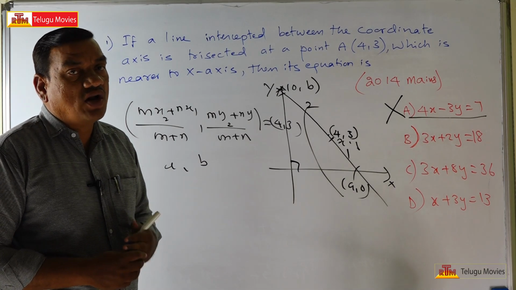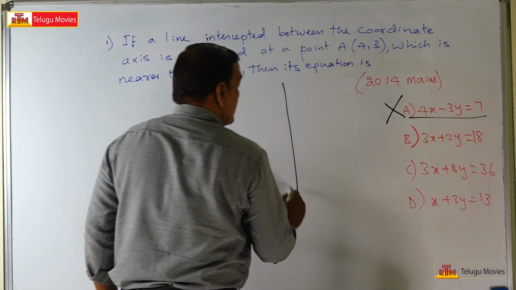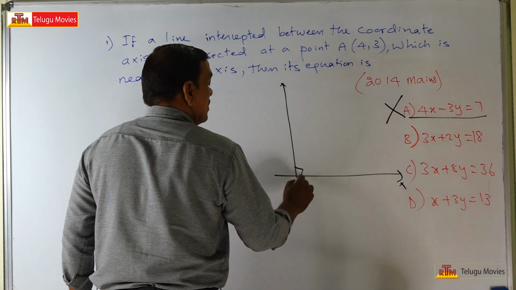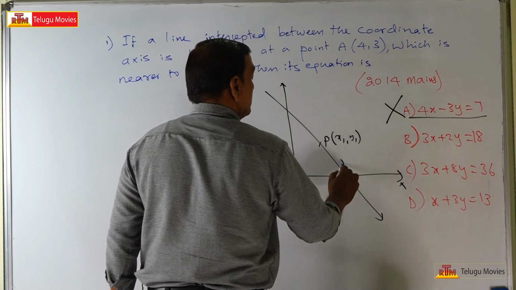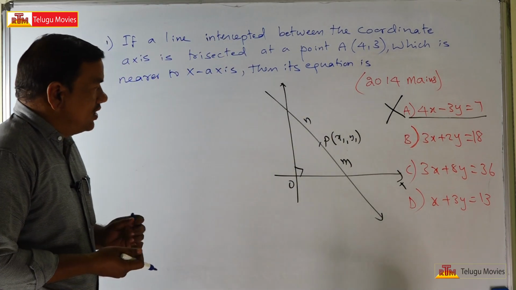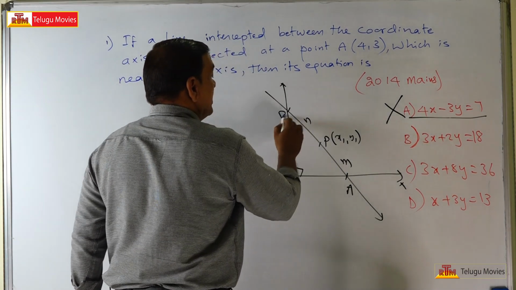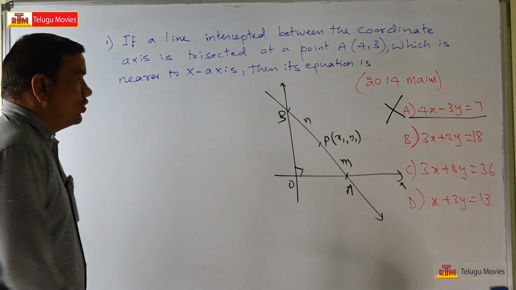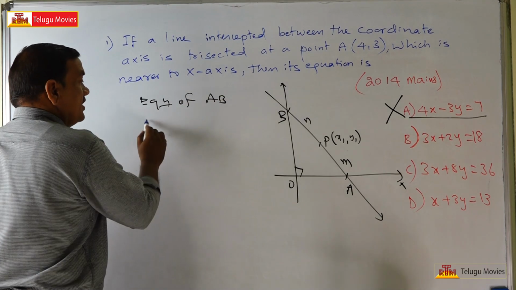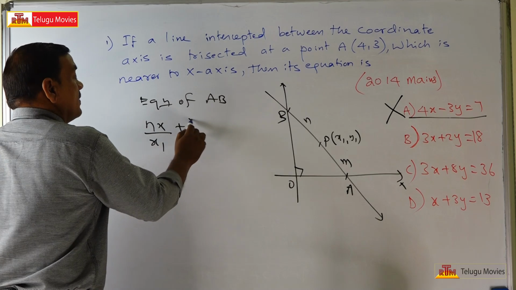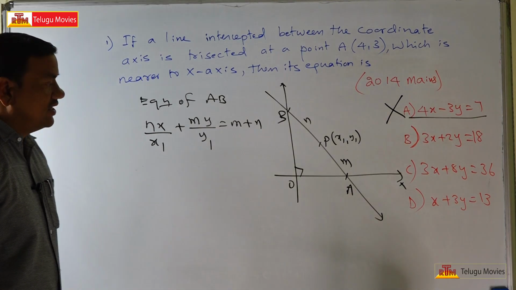So what is that short formula? I will explain now. Dear students, let us see the short formula. This is the y-axis and this is the x-axis, with the origin. There is a line, and the point P(x1, y1) lies between the x-axis and y-axis. The point P divides AB in the ratio m:n. If you want to find the equation of AB, the formula is n x/x1 + m y/y1 = m + n.